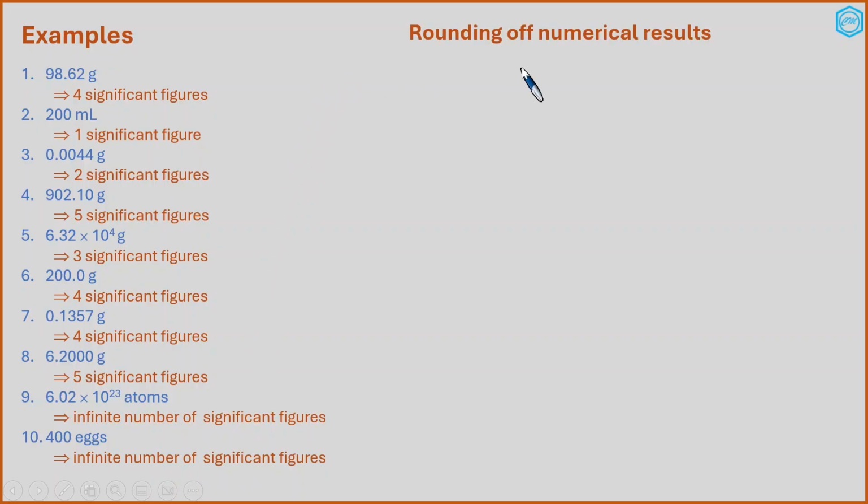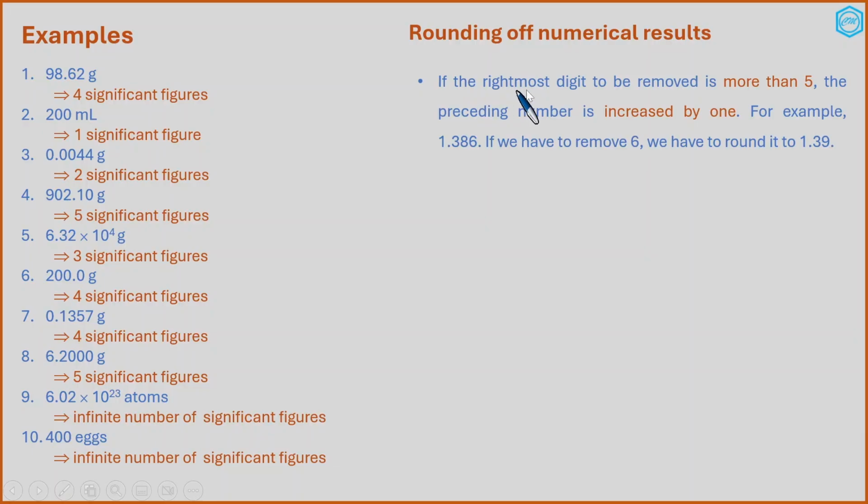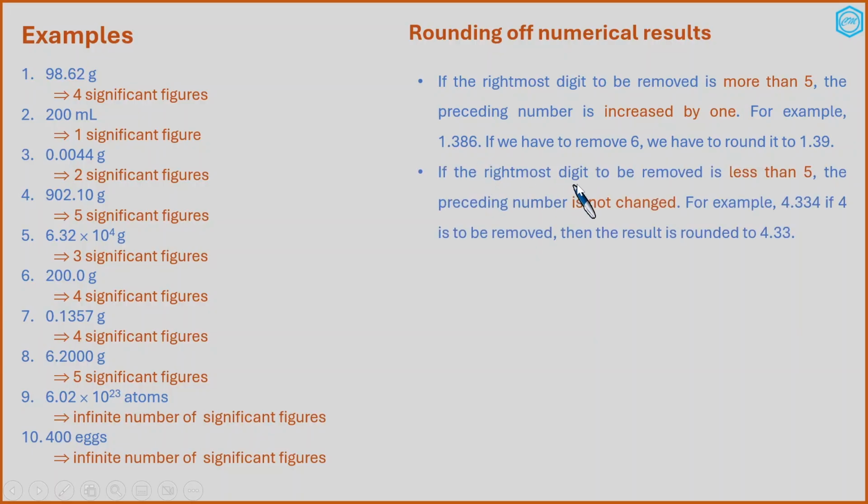Very often we need to round off numerical results. If the rightmost digit to be removed is more than 5, the preceding number is increased by 1. For example, 1.386. If we have to remove 6, that is this one, we have to round it to 1.39, 8 increased by 1 because 6 is greater than 5. If the rightmost digit to be removed is less than 5, the preceding number is not changed. For example, 4.334. If 4 is to be removed, then the result is rounded to 4.33.